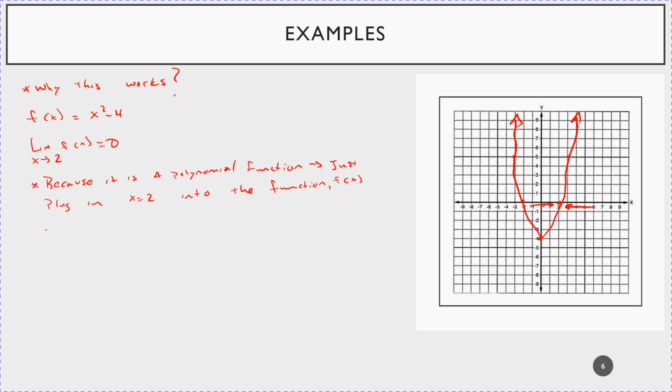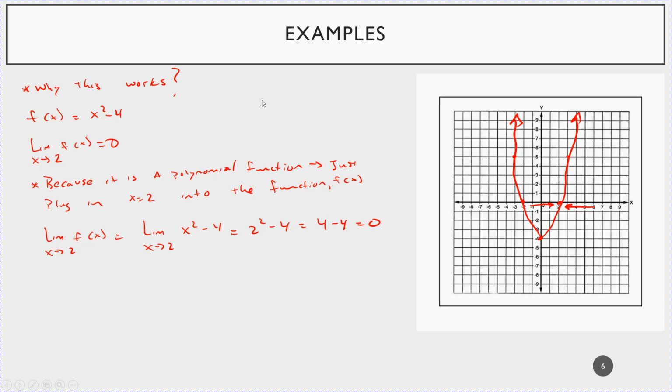Okay, so look, the limit as x goes to 2 of f of x is the limit as x goes to 2 of this x squared minus 4. So because it's a polynomial function, literally you're just plugging it in. So this becomes 2 squared minus 4. It's 4 minus 4 gets me 0. Okay, so the big takeaway here is that whenever it's a polynomial function, I just plug it in. You got a little crazy sound effect there, but you just plug it right in.